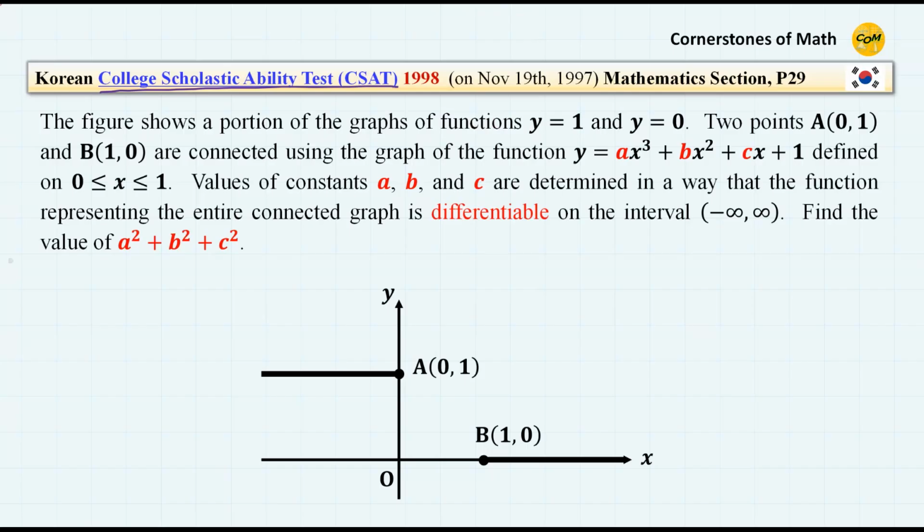The figure shows a portion of the graphs of functions y equals 1 and y equals 0. 2 points a (0, 1) and b (1, 0) are connected using the graph of the function y equals ax cubed plus bx squared plus cx plus 1 defined on x greater than or equal to 0 and less than or equal to 1. Values of constants a, b, and c are determined in a way that the function representing the entire connected graph is differentiable on the entire set of real numbers. Find the value of a squared plus b squared plus c squared.